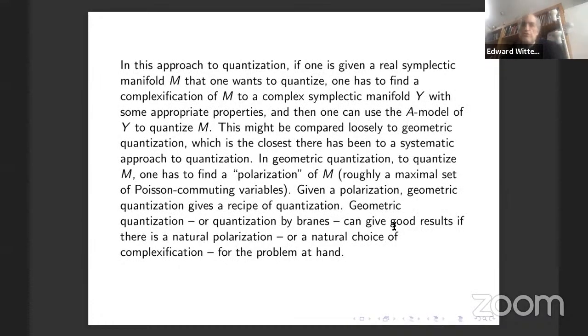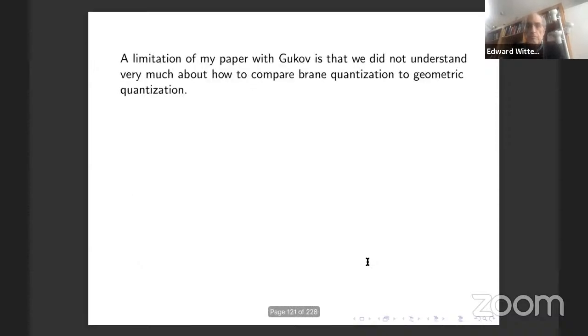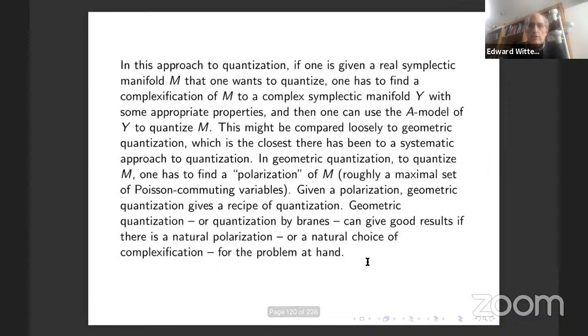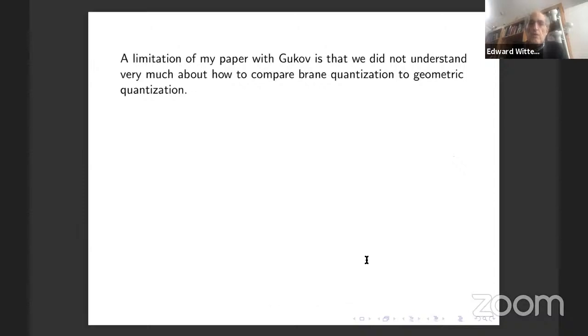So here I've mentioned two recipes, geometric quantization and quantization by branes. They can each give good results if there's a natural polarization in the first case, or natural choice of complexification in the second case for the problem at hand. And if there isn't a natural choice, then you're going to be out of luck. So a limitation of my paper with Gukov is that we didn't understand much about how to compare brane quantization to geometric quantization.